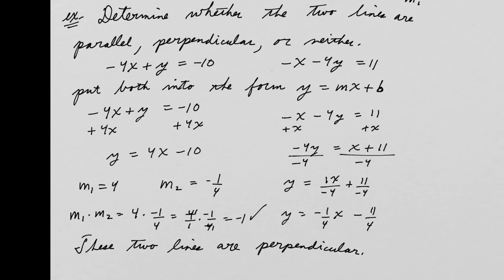What if we're given some information and we want to write the equation of a line that's parallel to a given line or perpendicular to a given line? How would we do that? Let's do an example like that.